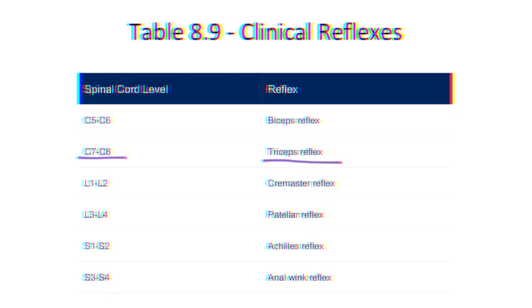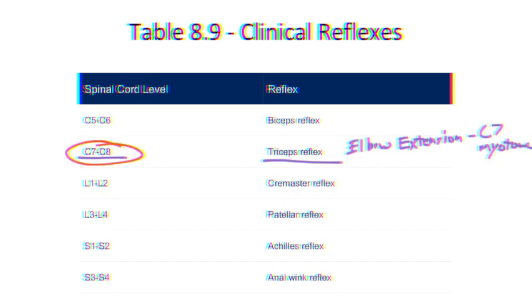Now the clinical reflexes are closely associated with the myotomes. So where we thought of elbow extension as being associated with the C7 myotome, we can see that the same region, C7-C8, is responsible for the triceps reflex, which is ultimately extension of the elbow. Now let's do another question.